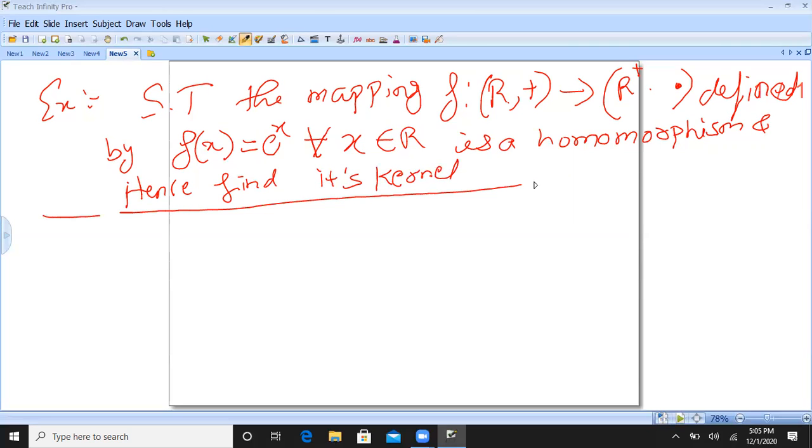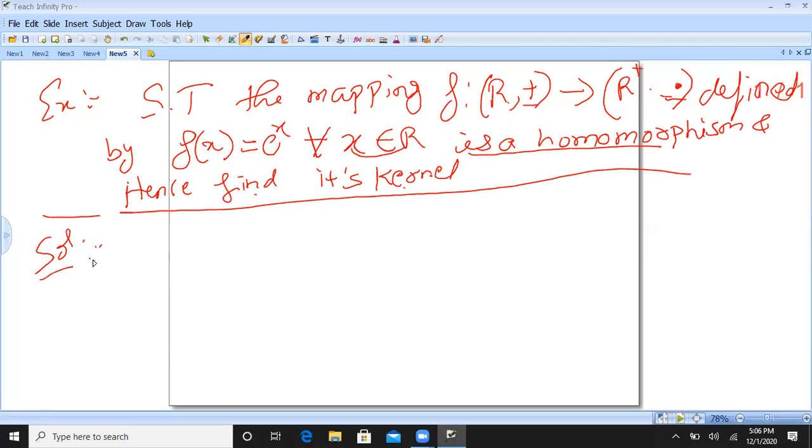Okay, so the question is to show that the mapping f colon R plus tends to R raised to plus into a binary operation, that is multiplication, defined by f of x is equal to e raised to x for all x belongs to R, is a homomorphism. Hence find the kernel. They have already told us that f of x is equal to e raised to x is a homomorphism. So there is nothing much in this solution.